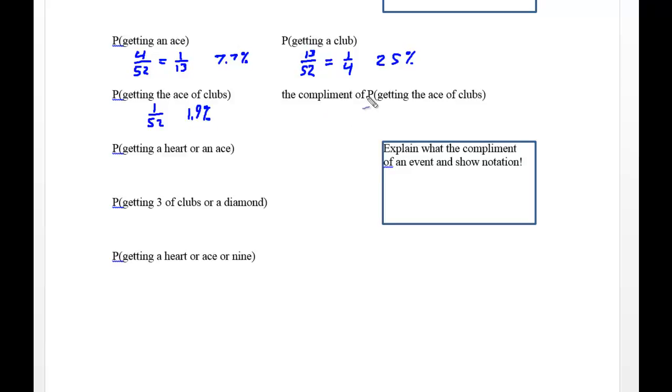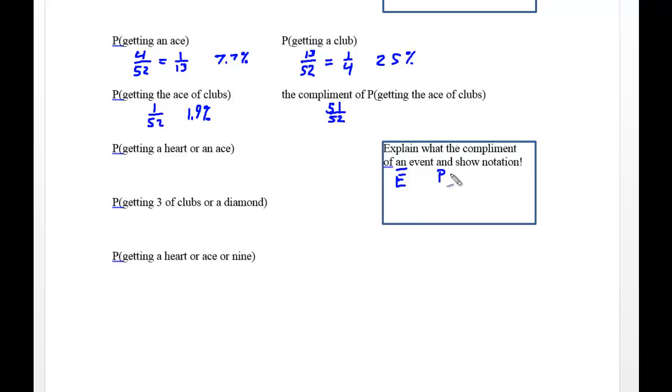Now, the complement of P, which means not getting the ace of clubs, is going to be 51 over 52. So let's talk about complement. The complement of an event is not getting that event. So E bar is the symbol that we use for complement.